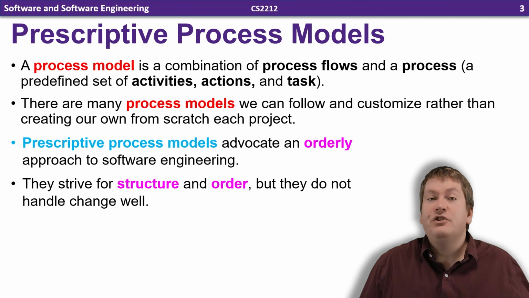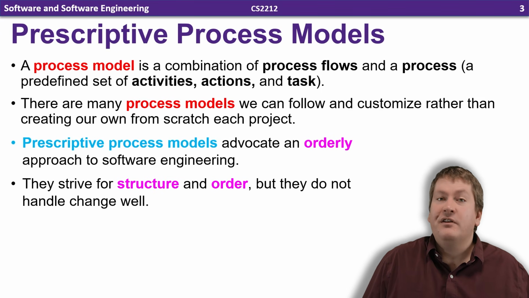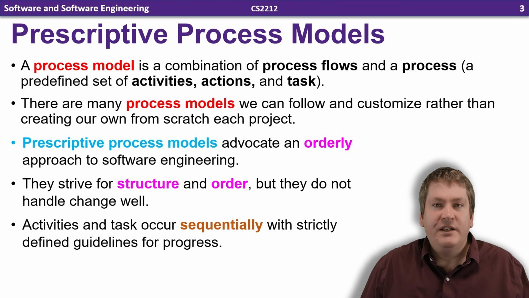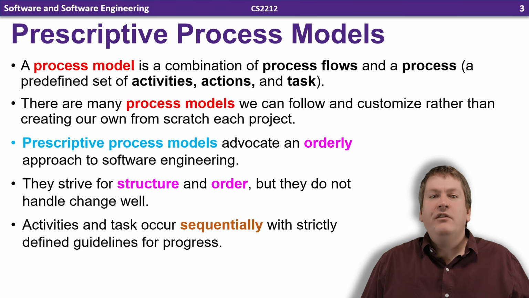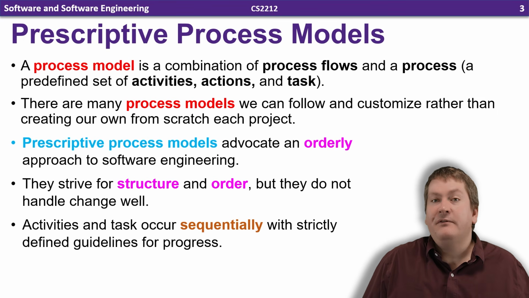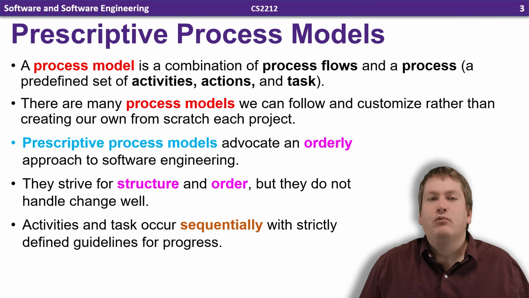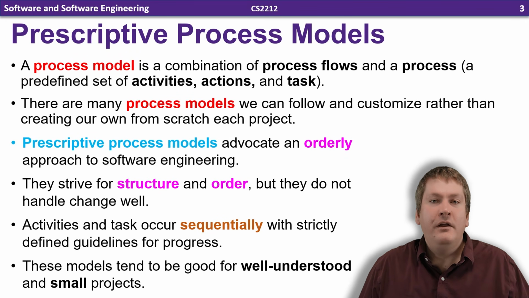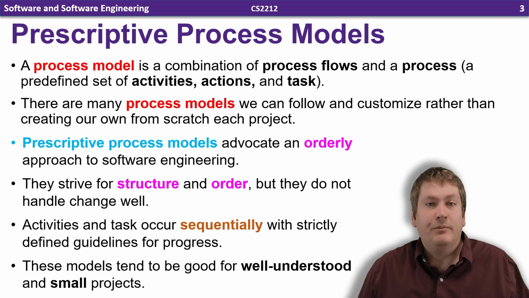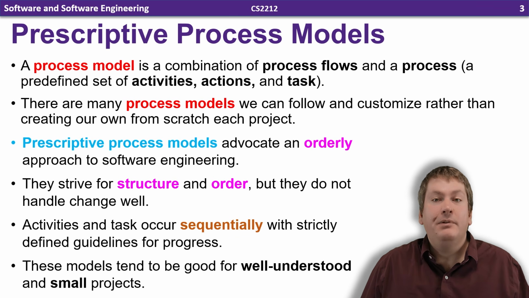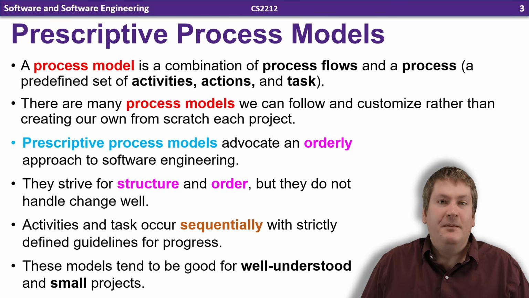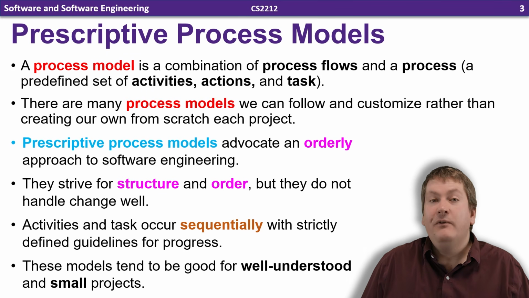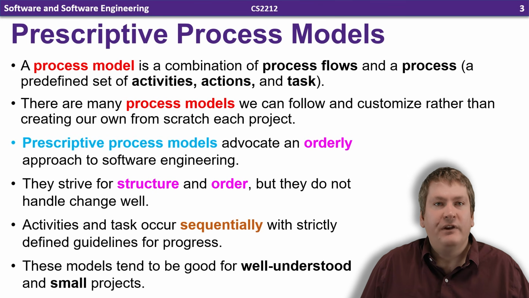We discussed previously how change can be one of the biggest risks for a software project. These models also require extensive documentation and design work, and they recommend that activities occur in a specified sequential order or have some rigid guidelines for progress. So these prescriptive models also tend to work well for well-understood problems and smaller projects. They can also be an ideal starting place for less experienced developers and development teams, which is why we're going to be starting with this video describing prescriptive models before we move into agile models in a future video.